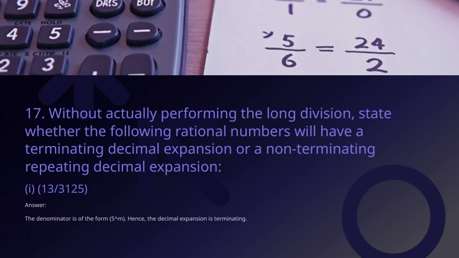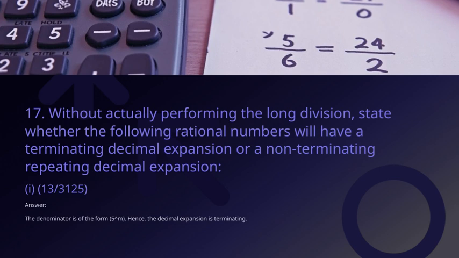When that's the case, the decimal expansion of the fraction will be terminating. This is because the prime factorization of the denominator only involves 5s, which means the decimal will come to an end after a certain number of digits. Now, applying this to our example, 13 divided by 3125. Since 3125 is 5 to the power of 5, the denominator fits this pattern perfectly. Therefore, without doing long division, we can confidently say that this fraction will have a terminating decimal expansion.